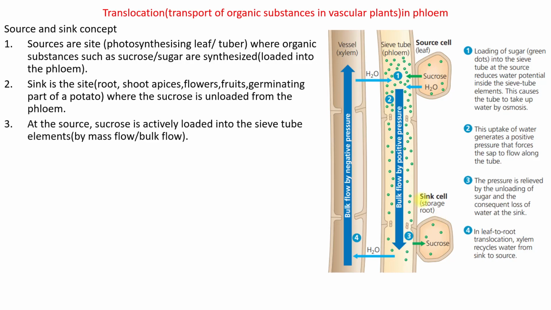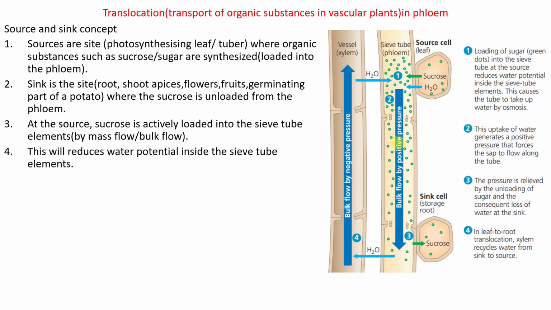Now, let's start at the beginning, at the source cell. How does this process occur? At the source, sucrose is actively loaded into the sieve tube elements. They'll be actively loaded, so this is an active process, and this active process occurs by mass flow or bulk flow. Meaning to say the loading of sucrose into the sieve tubes occurs in high numbers, or high concentration of sucrose, not little by little.